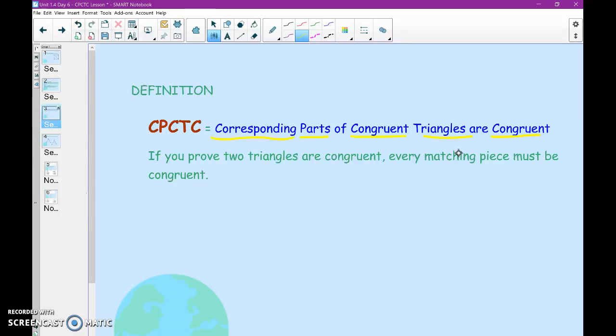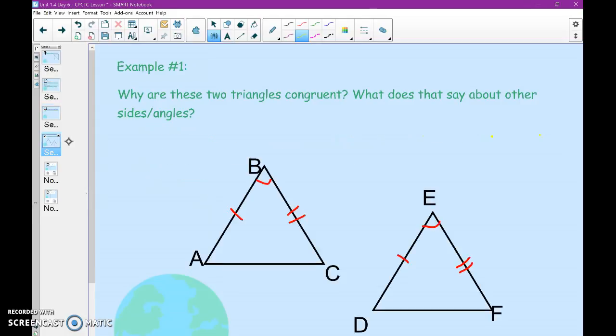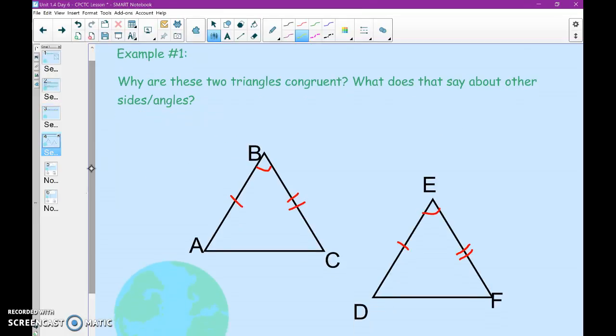That's what it's saying. So in other words, if you prove 2 triangles are congruent, every matching piece must be congruent. So we have been practicing just getting to the part where we prove the triangles are congruent, and then we sort of stop there. But what we really can do is then say every other piece in the triangles has to match and be congruent as well. So that's what we're going to focus on with this section today. It's a lot of review with one very small extra step with the CPCTC piece.